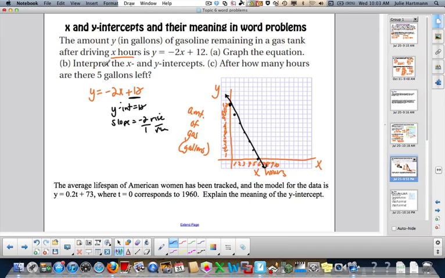Now, interpret the x and the y-intercepts. So, our x-intercept, our y-intercept. Our y-intercept is 12. That's where we started. Now, 12 gallons. So 12 gallons is what you start with, the amount of gallons in the tank to begin with.